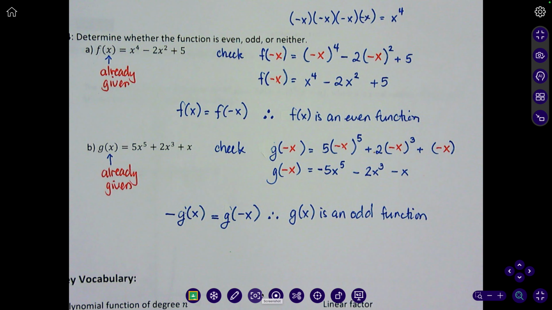So this will be negative 5x to the fifth. This will be negative 2x to the third. This will be negative x plus 2. You guys okay? Okay, now watch. This term and this term, they're the opposite. Good, check. This term and this term, they're the opposite. Good, that's checked. So far, these are odd function. You guys see that? This is positive x, this is negative x. They are the opposite. We're good. There you go.